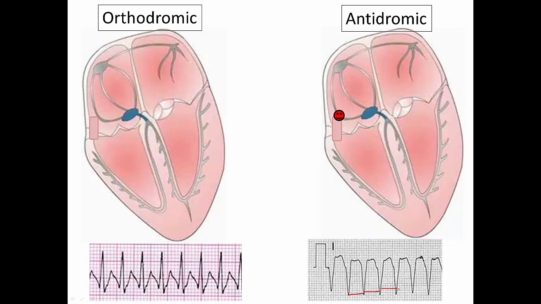that we have to make sure that it is regular, and that's really the most important part. It has to be regular. We have to have regular R to R intervals. If we don't have regular R to R intervals, do not give the adenosine, because this could be something else and we could actually throw them into VFib.